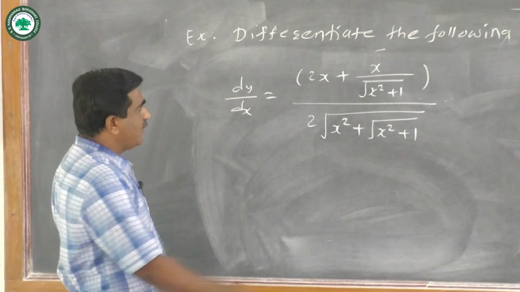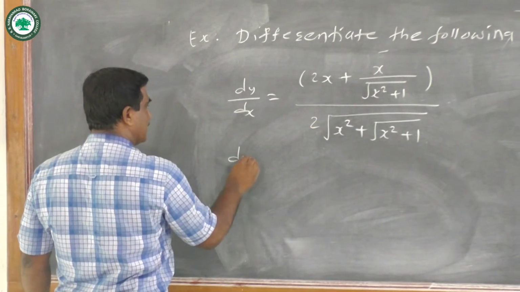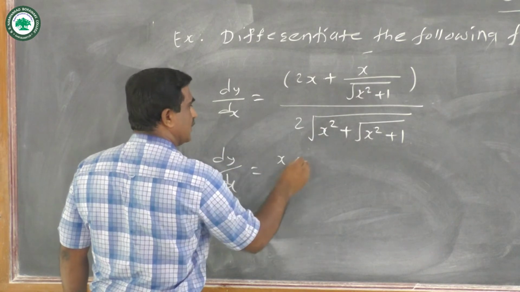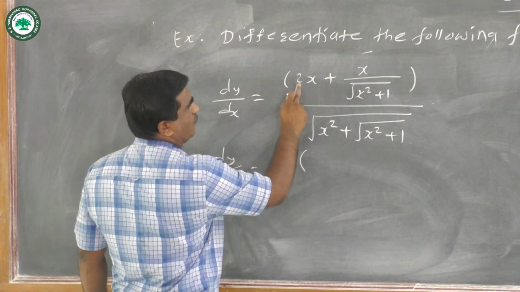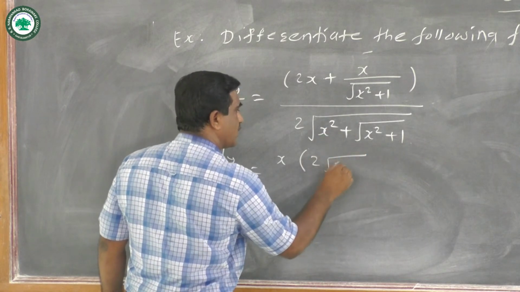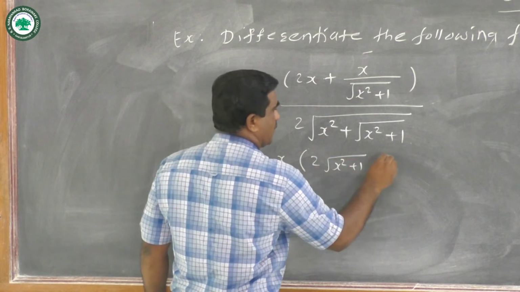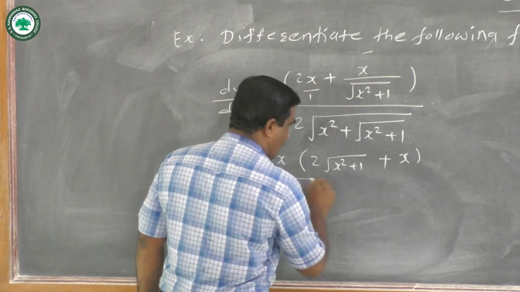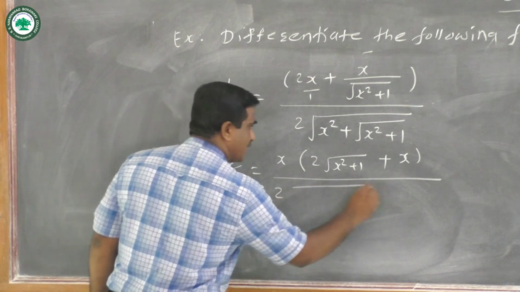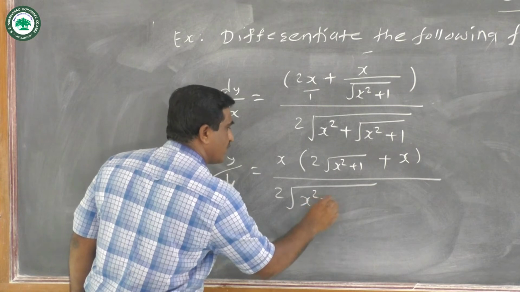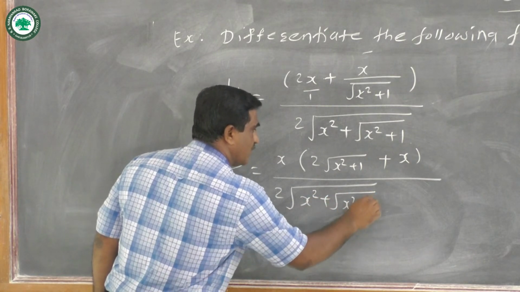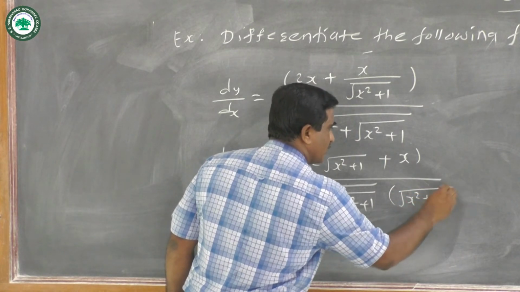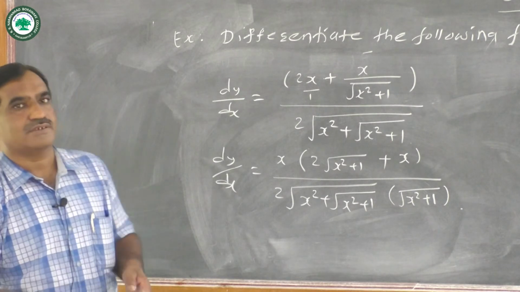Okay, now if we take addition here, then we can write dy by dx is equal to, take x common, x into, in bracket, then take addition, 2 into this term under root x square plus 1, plus 1 here, 1 into x, upon this term as it is, 2 into under root x square plus under root x square plus 1, into this term under root x square plus 1. Now this is the final answer for the third example.